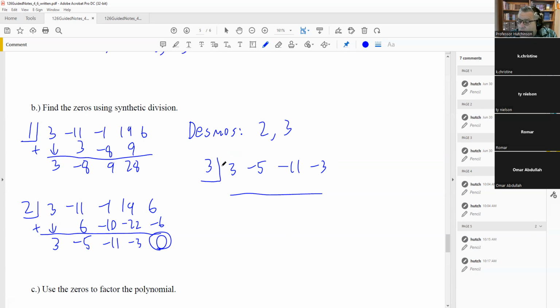I need to use the 3, -5, -11, -3. I need to use that with my other 0 that I found from Desmos. So I'm going to put 3 in there, and this should give me a 0 as well. So drop the 3 down, we'll multiply that. We're adding 9 minus 5 is 4, times 3 is 12. 12 plus -11 is a 1. 1 times 3 is 3. Add it together, and as expected, we get another 0.